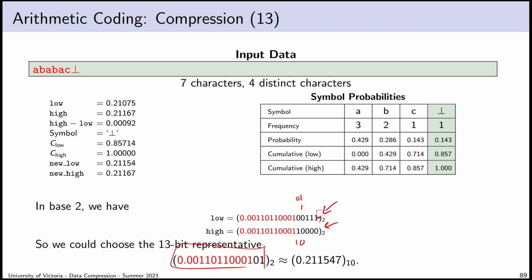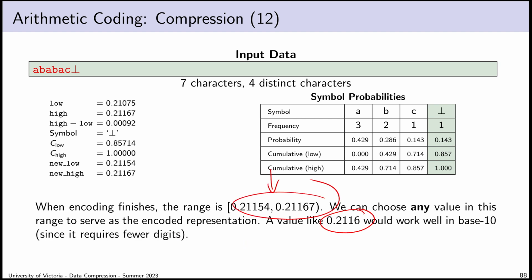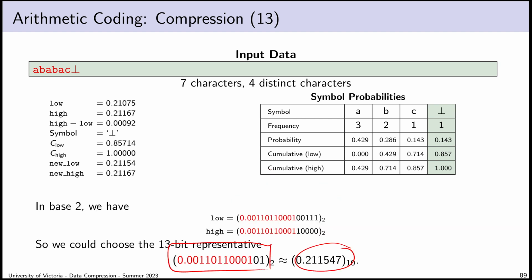So I don't have to choose the entire contents of low as my representative. I can be a little bit clever and choose a number in the middle of the range and save some bits. So I choose, in this case, the 13-bit representative, which corresponds to 211547, which as you can see is in this range, but it's a different representative than I choose in base 10.